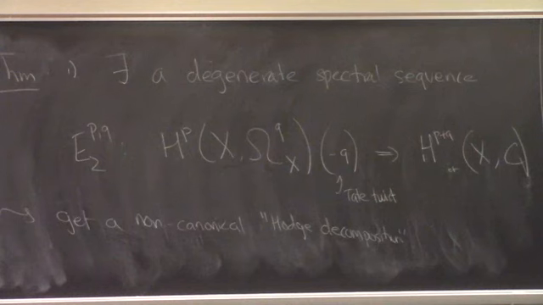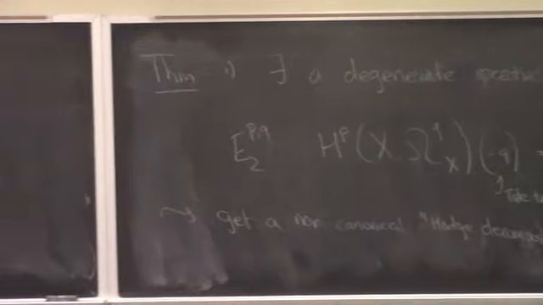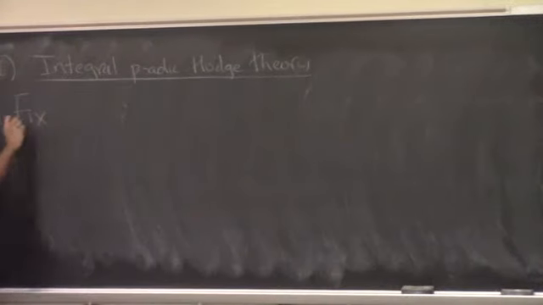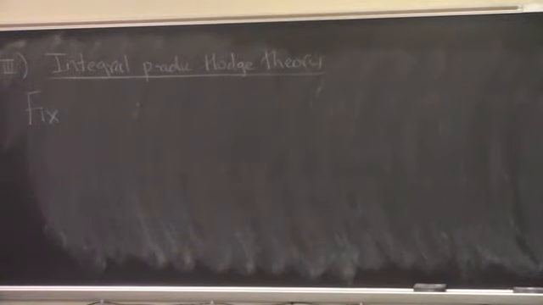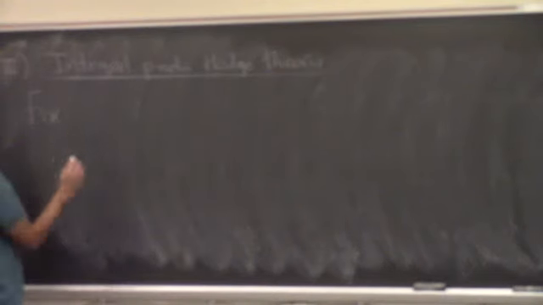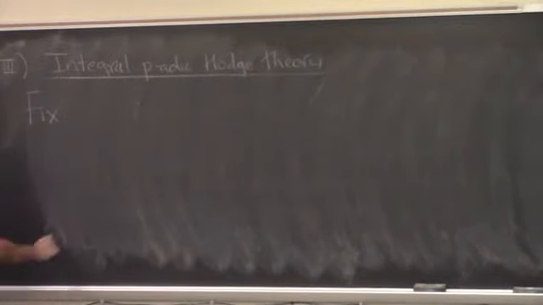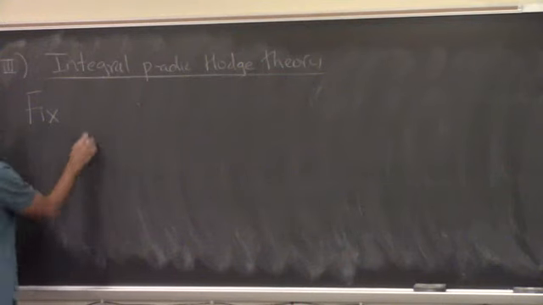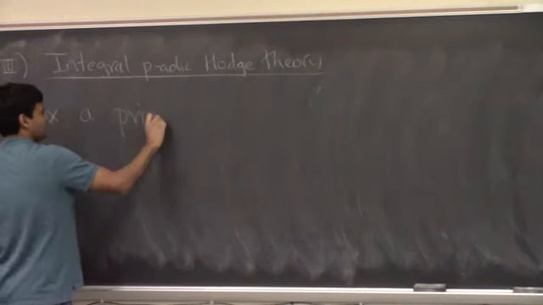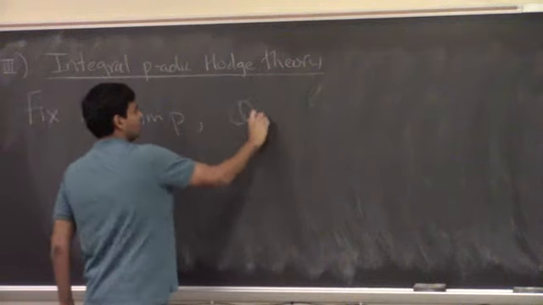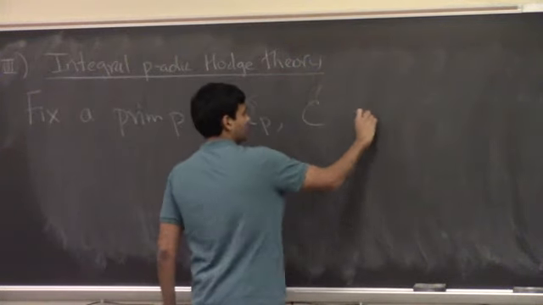You need some kind of space X where it makes sense to both invert p and kill p, to go between characteristic 0 and characteristic p. That's the subject of integral p-adic Hodge theory. You need an X where you can do both, though not at the same time, otherwise you get 0. So fix again the same setup. Fix the prime p, and then I have my Q_p and C as before.